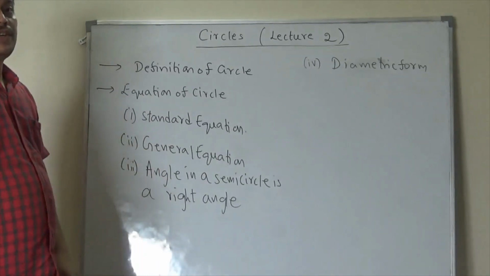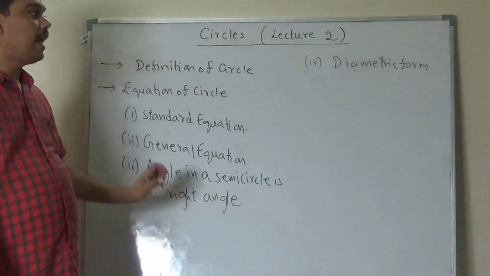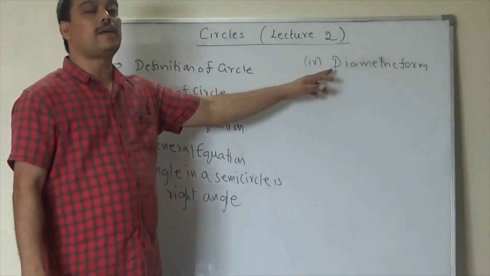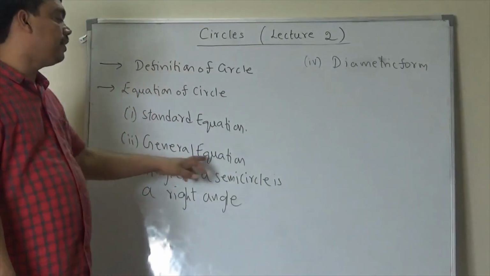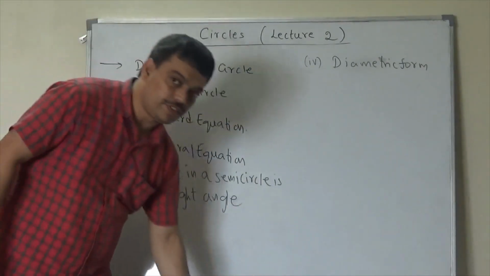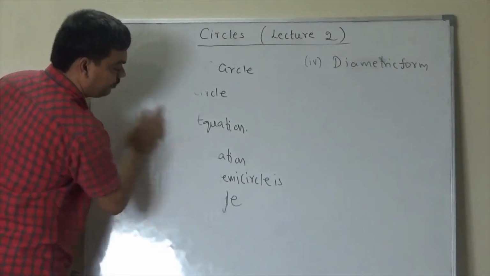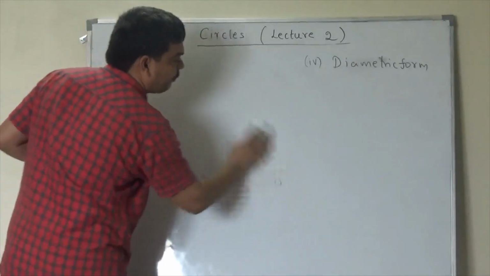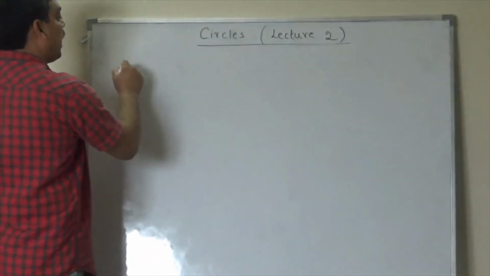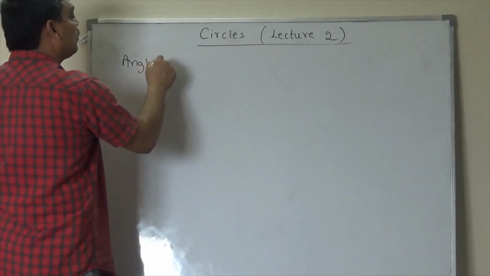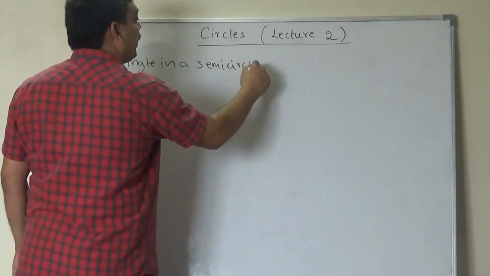So in this lecture video, we are going to study the result: angle in a semicircle is a right angle, and we will also discuss the diametric form of a circle. So let's get started with angle in a semicircle is a right angle. Let me prove this result first. So I am now going to prove the result angle in a semicircle is a right angle.